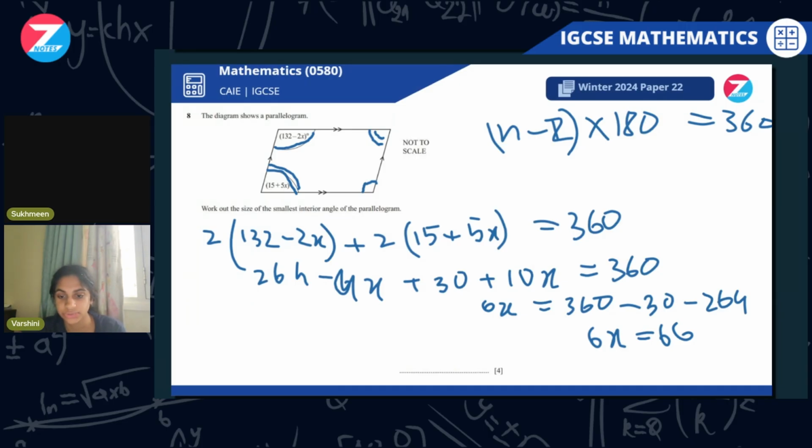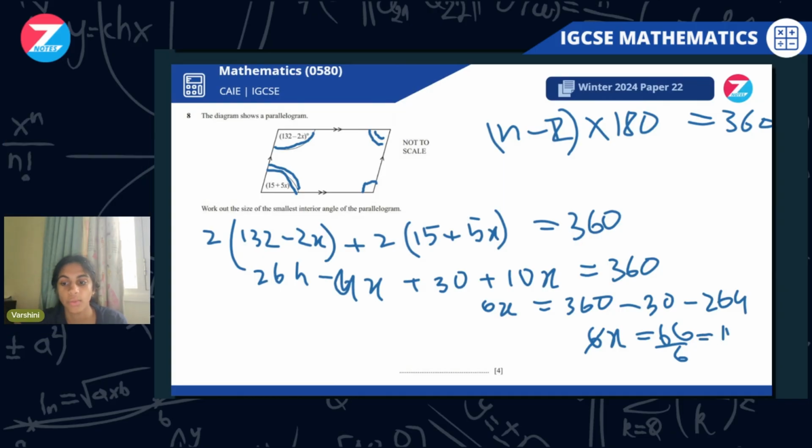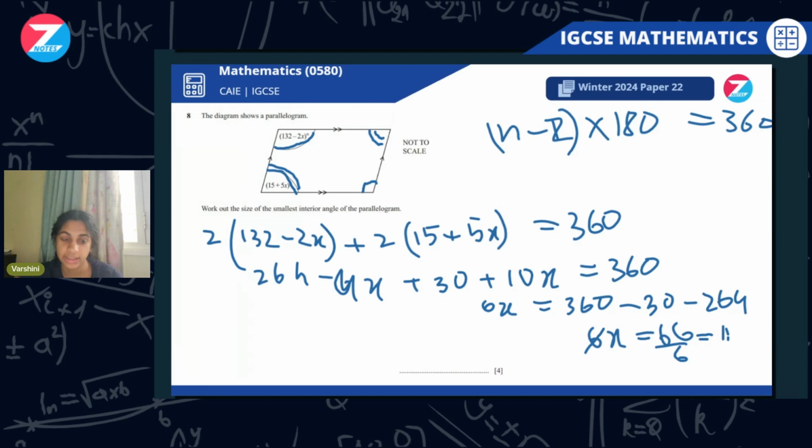And to find x, we should divide both sides by 6, and we'll get x equals 11. But remember, they don't want us to find x, they want us to find the smallest interior angle of the parallelogram. So how do we do that?